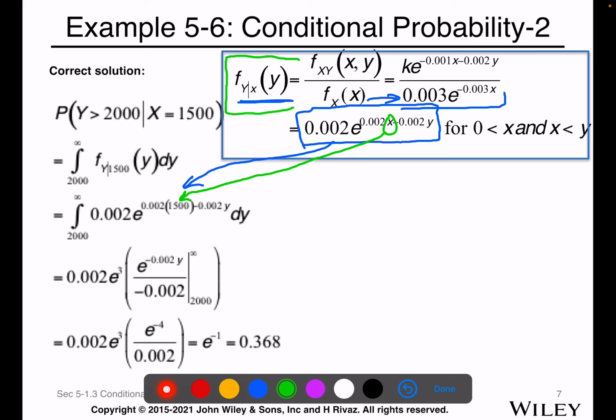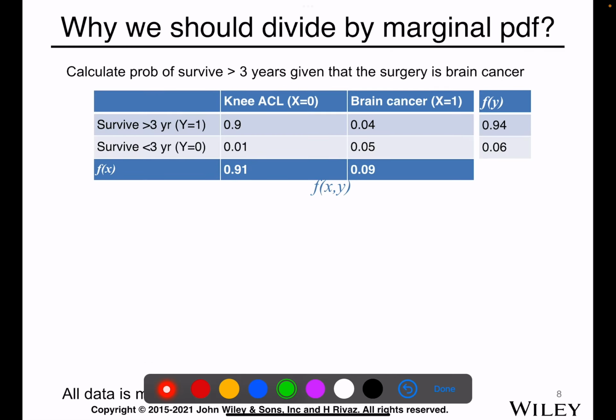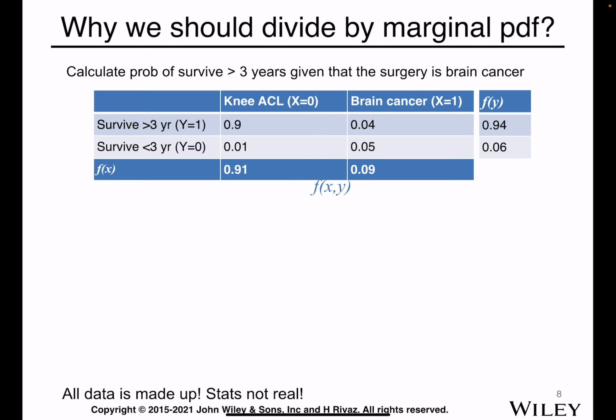Any questions? So for now, just accept that we have to do this. It's hard to explain in this example, but in another example that's easier to understand, I will try to explain why we have to divide by this marginal. Okay, so this is the example I use to explain why we have to divide. The first thing I have to say here is that all of the data here is made up. These are not historic real data.